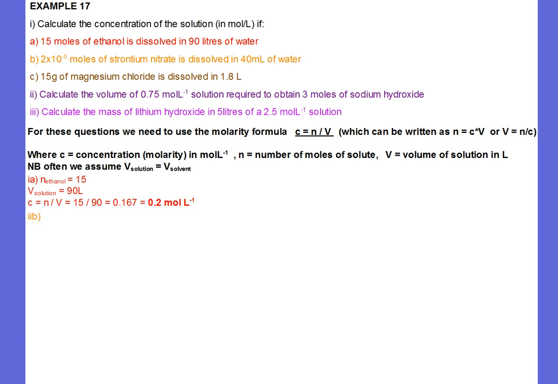Looking at B, now we've got 2 by 10 to the minus 5 moles of strontium nitrate dissolved in 40 mL of water. So we've been told the moles of strontium nitrate and the volume, which is 2 by 10 to the minus 5 moles of strontium nitrate, and the volume of solution is 40 mL. But like all good chemists, we've got to use our volumes in litres, so let's convert that.